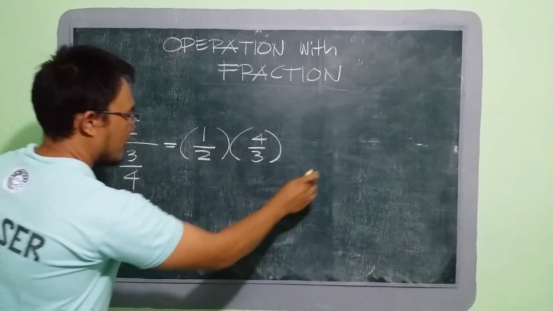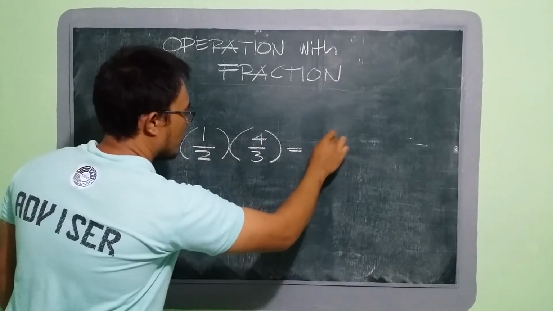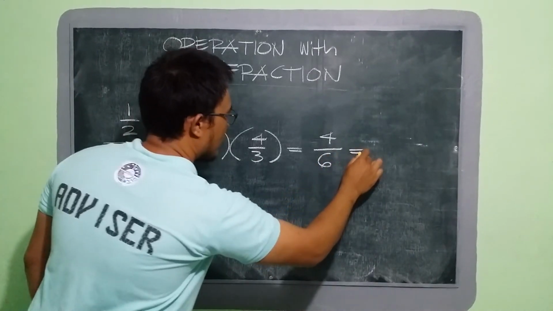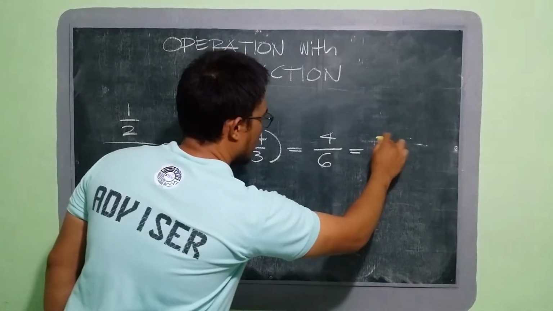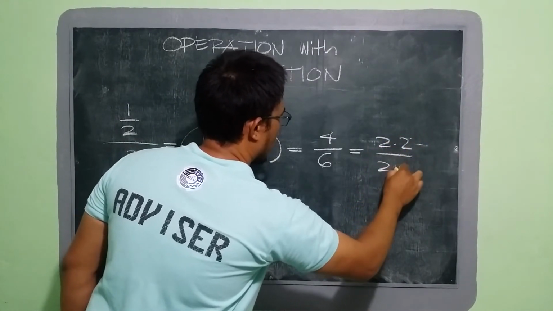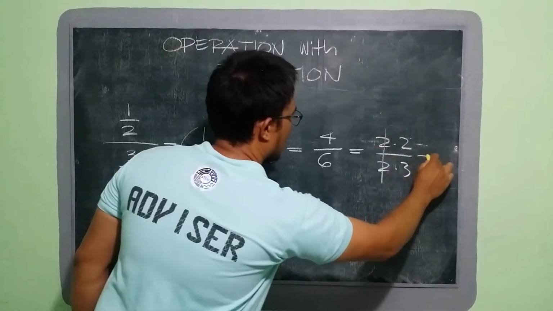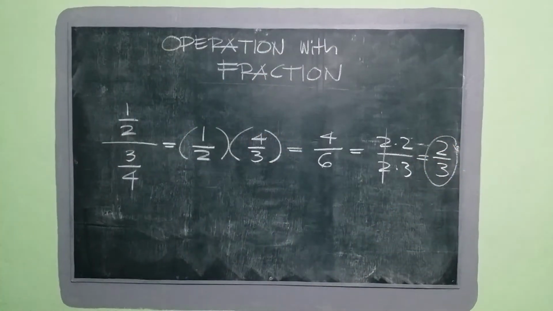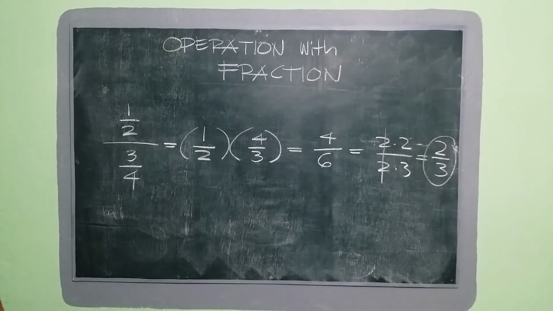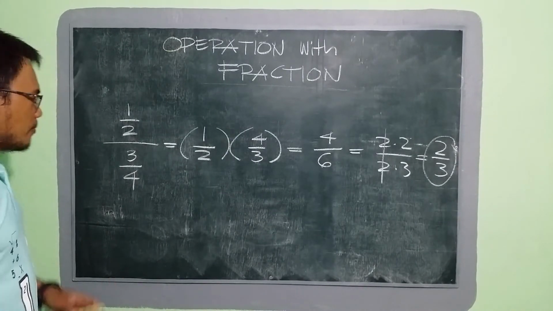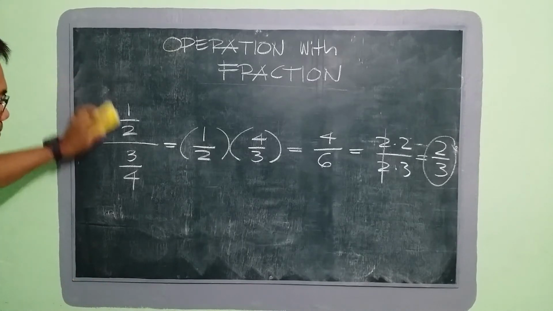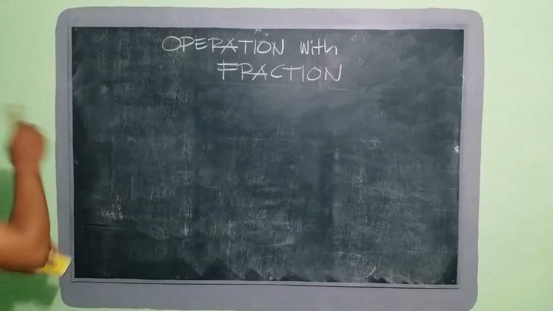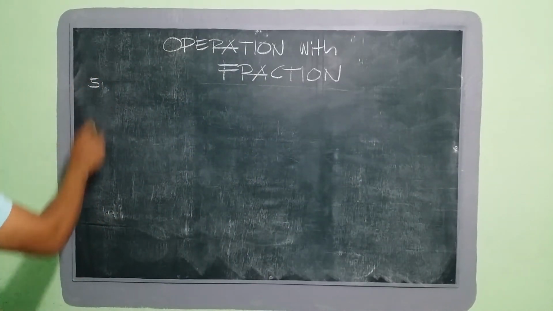We multiply. So this is 1 times 4, 4. Then 2 times 3 is 6. Then we factor out, simplify. So we have 2 times 2 over 2 times 3. We cancel out. So the final answer is 2 over 3. Okay? Some more examples. So that was example number 4. Now this is example number 5.